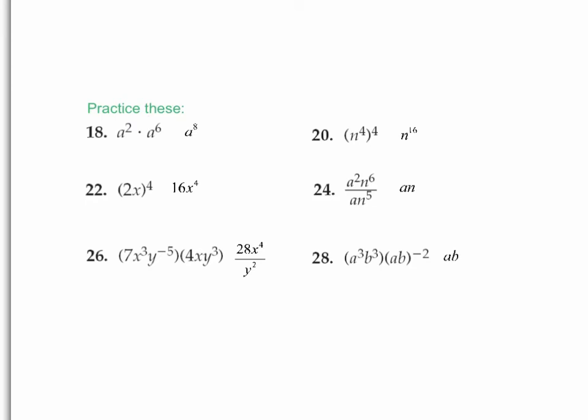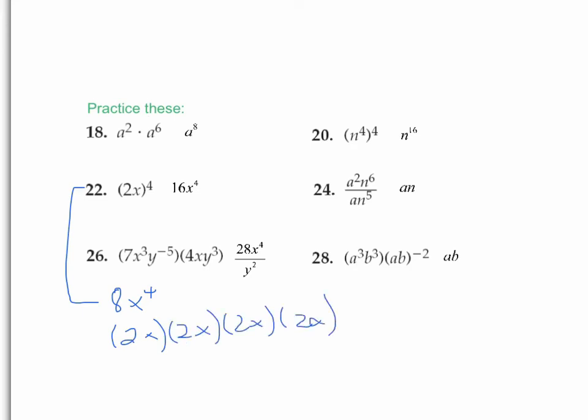Okay, here's some examples to try. The answers are here. Make sure you understand where those things came from. In particular, I know a lot of people on number 22 make that be 8x to the 4th, but if you think about multiplying it out, if you're not trying to memorize the rules, you should realize that that's 2x times 2x times 2x times 2x, which is an x to the 4th, and then 2 times 2 times 2 times 2 is 16, so not 8.